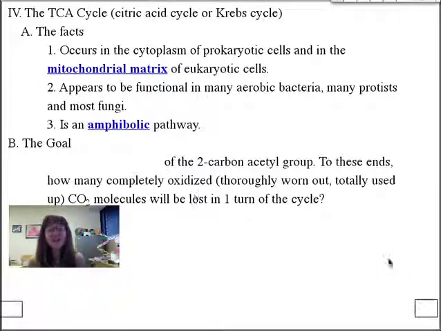So the goal of this pathway, as I said, at the heart, is oxidation, stripping and ripping high energy electrons off of the 2-carbon acetyl group. So complete oxidation of that 2-carbon molecule.